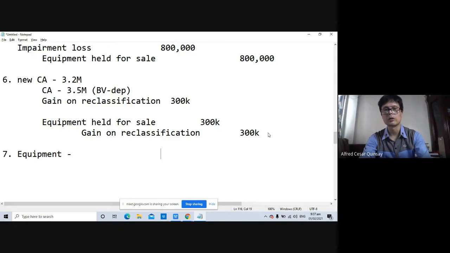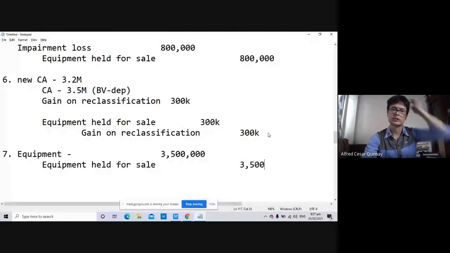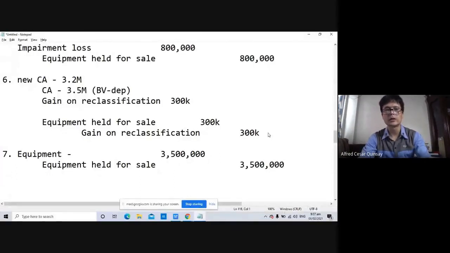So this is equipment 3.5 million, no? Okay, so ito na ulit yung mag-a-appear dun sa books, no? Okay, and then credit equipment held for sale. Okay, so held for sale, which is also 3.5 million. Okay, kasi merong gain niya na 300,000, di ba? Okay, and then yung para sa number 8, no?